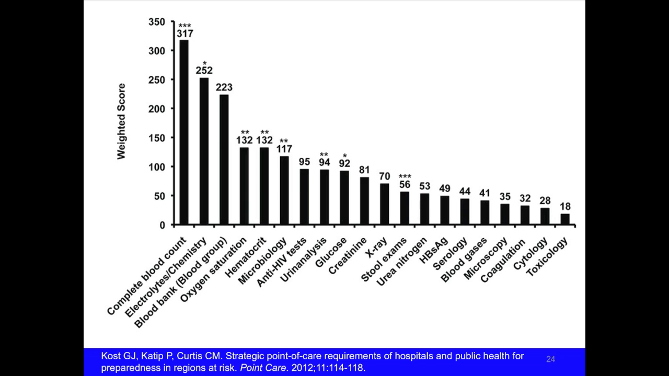Slide 24 shows you a Pareto plot. This one was from a needs assessment survey conducted in Phang Nga province by my research associate and myself in the southern coastal provinces of Thailand. From the left then, these people wanted complete blood count, electrolytes, chemistry, blood bank, blood grouping, oxygen saturation, and so on down the line. The stars show you statistically significant differences in the bar heights compared to those to the right.